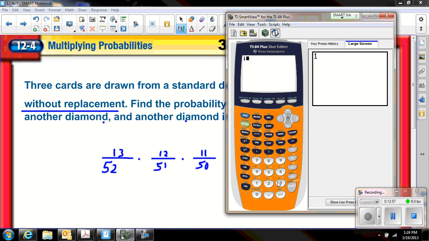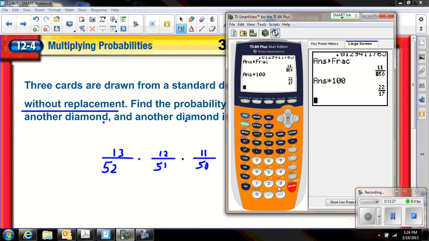So we have 13 out of 52. 13 out of 52, which by the way reduces to 1/4, if you're trying to simplify things a little bit better for you. 12 out of 51. 11 out of 50. Gives me an answer of 0.0129. As a fraction, 11 out of 850.